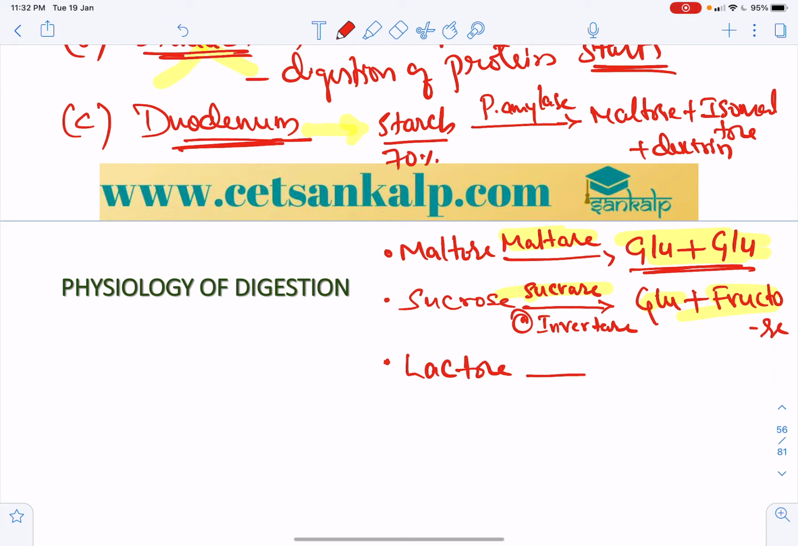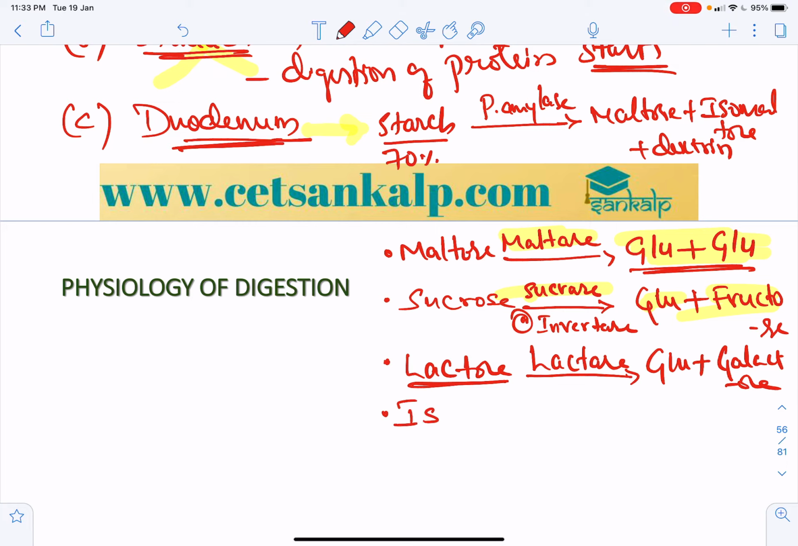Next, lactose. The enzyme which acts on this is lactase, which converts it into glucose and galactose. So glucose and galactose will be produced from the substrate lactose. And isomaltose will be converted into two glucose molecules by isomaltase.